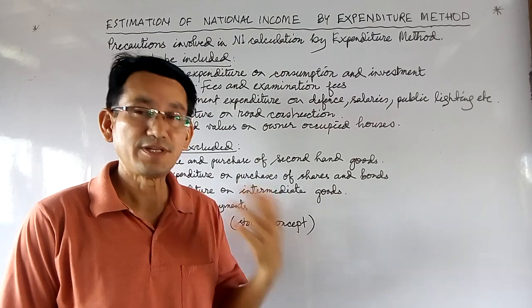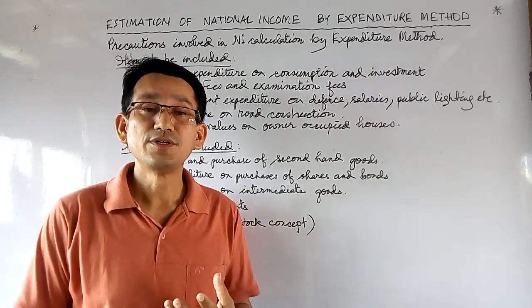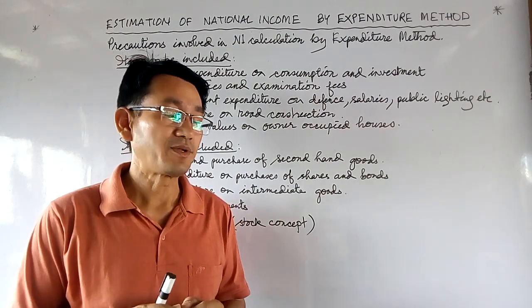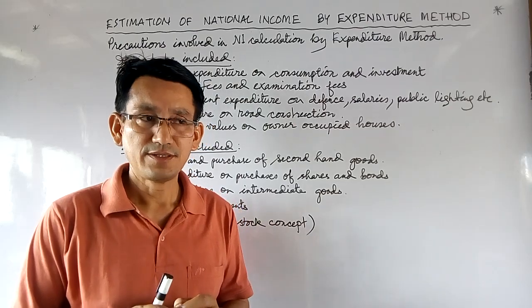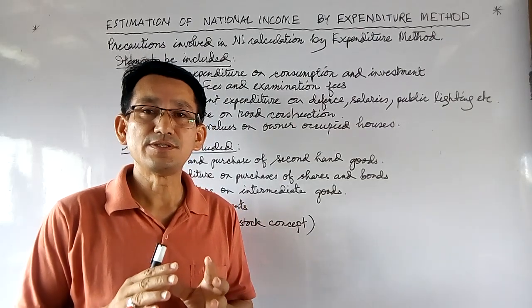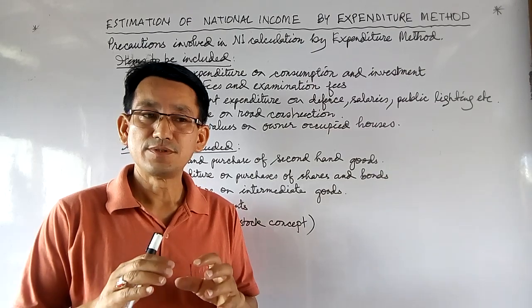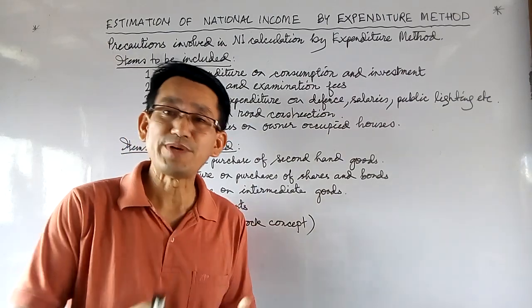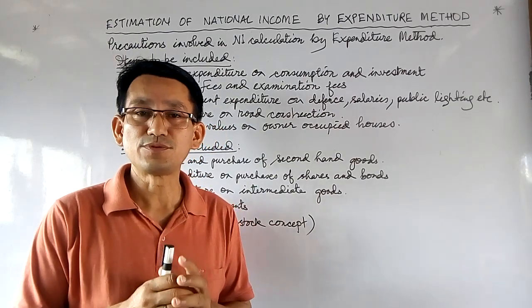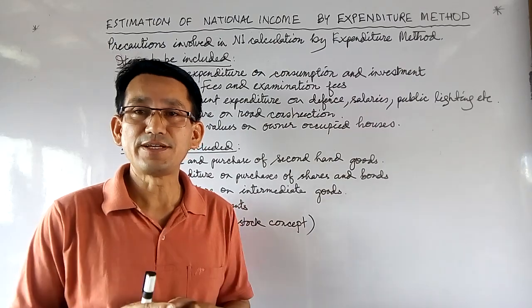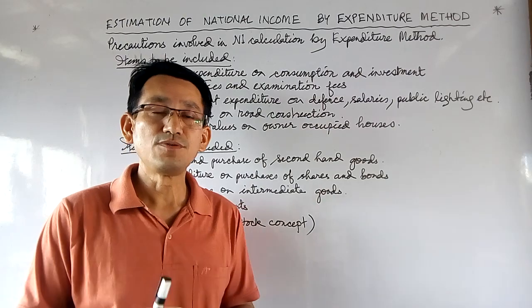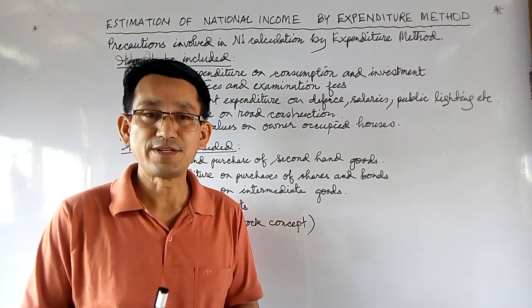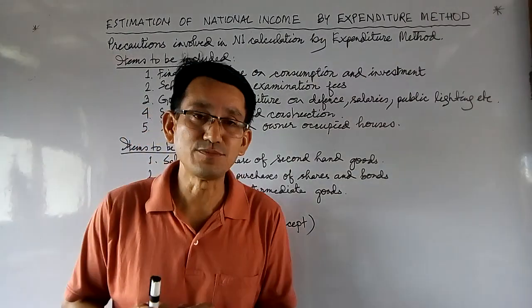Our next class today is about the precautions to be taken while calculating national income by the expenditure method. Sometimes some items seem to be included, but actually they should be excluded. Sometimes we get confused, so we have to clearly understand what items are to be included and what items are to be excluded while calculating national income by the expenditure method. So let us see the items to be included.